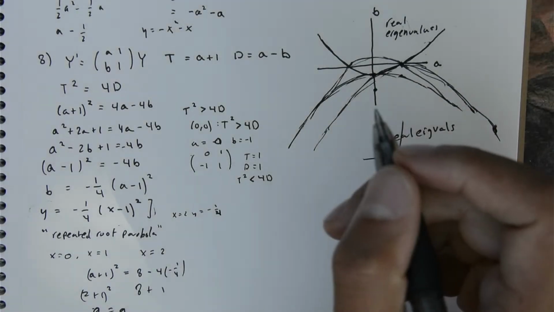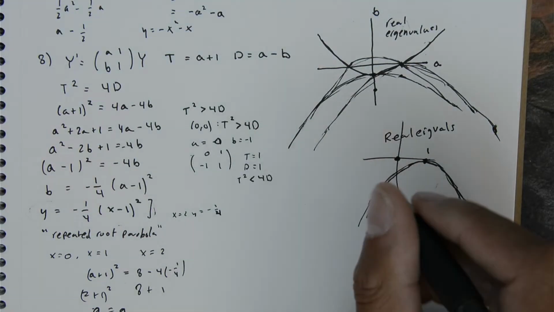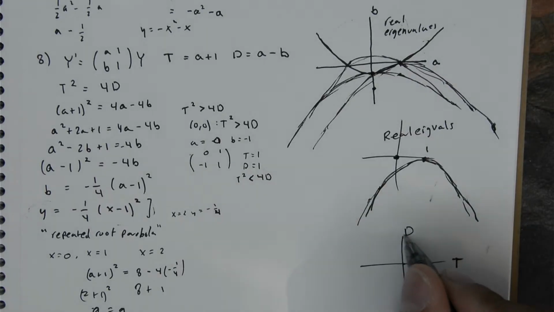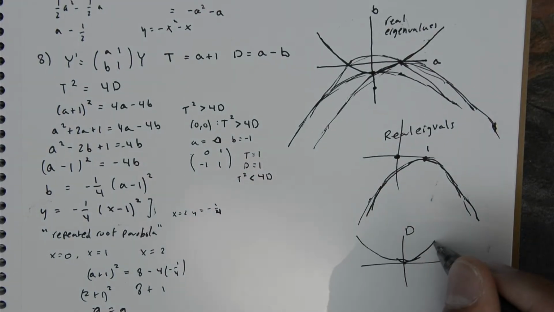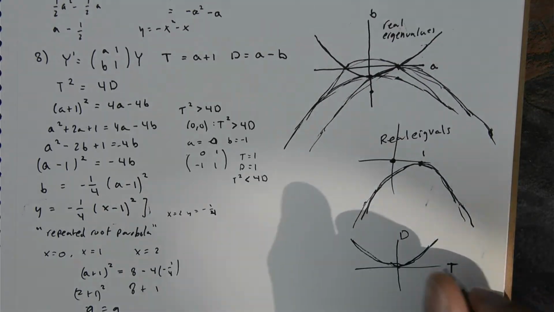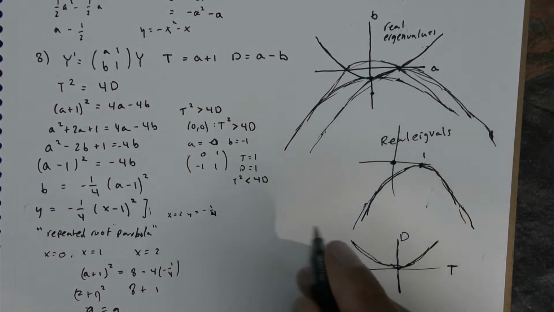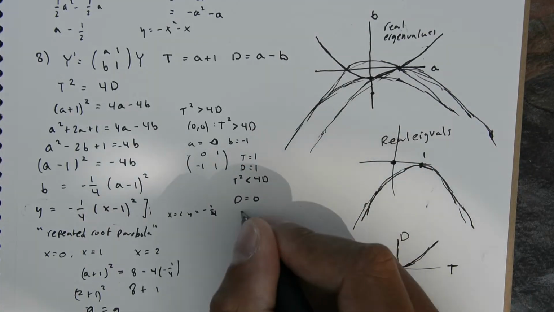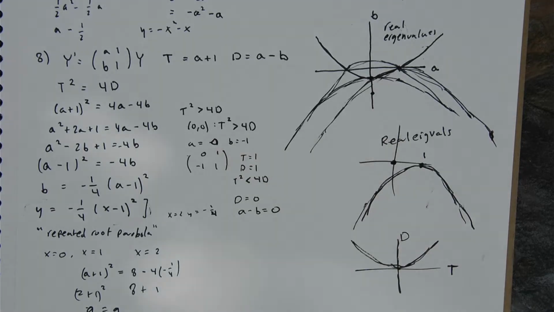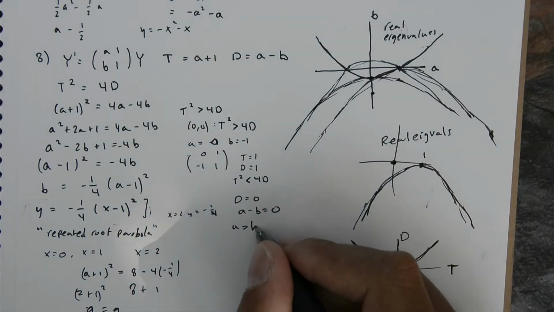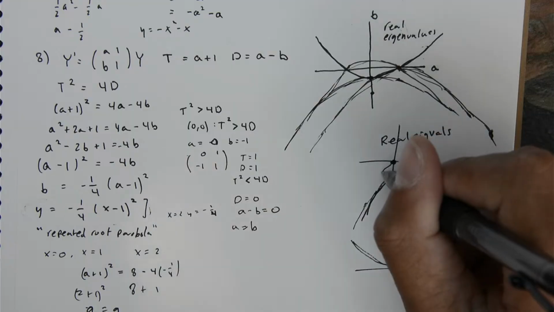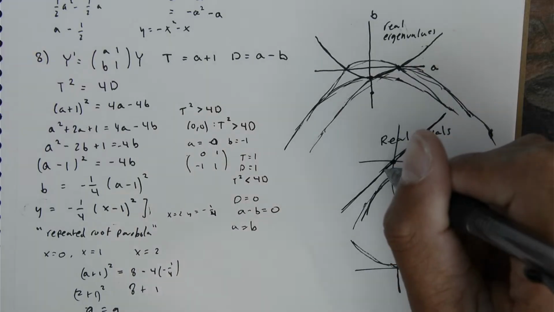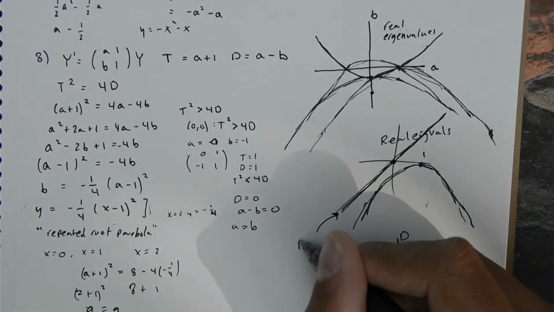So then, what I want to know now is, because our typical trace determinant graph is like t, d, and then we have this parabola like this. And we want to know where d is equal to 0. So to solve for d equal to 0, we have a minus b equals 0. So if a equals b, we're going to have this line here, I guess. And this line is the line where the determinant d equals 0.